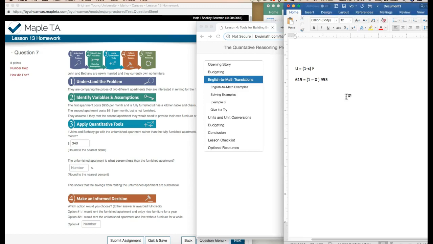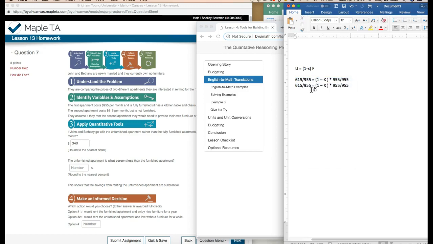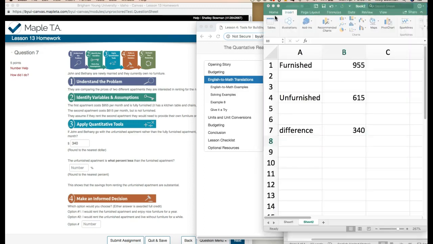Because there's a multiplication right here, we need to divide both sides by 955. So divide by 955. Over here, 955 divided by 955 is 1, so it cancels out. And on the other side, I'm going to pull up Excel. Those cancel out or become 1, and 1 times X is just X, and now there's nothing else here. I can take off those parentheses, and let's bring up Excel for just a moment.